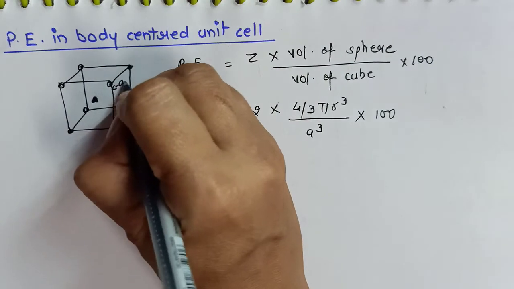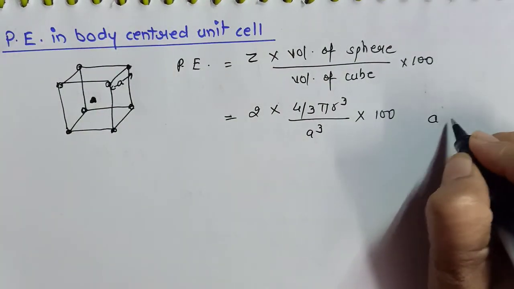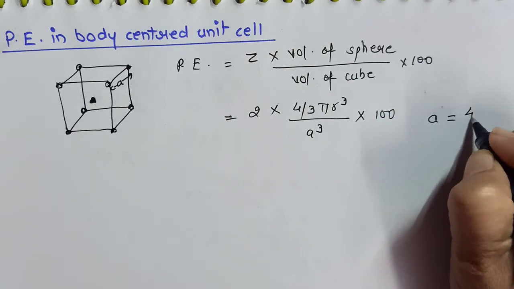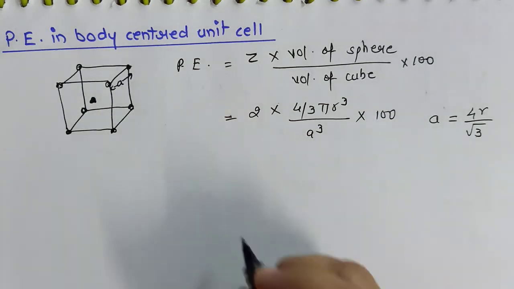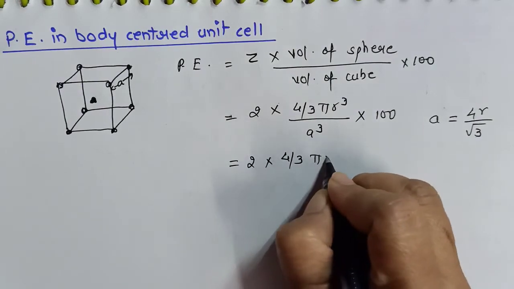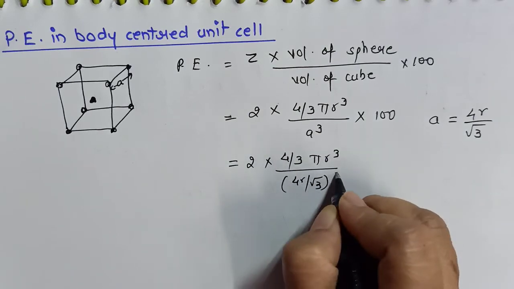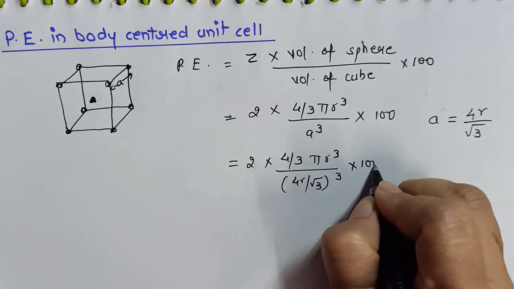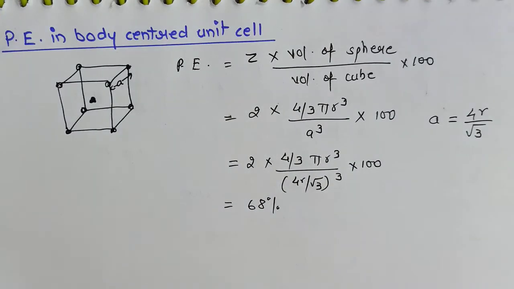Always the edge length will be considered as a. We know the relation between a and r: a equals 4r upon root 3. For the reference of this derivation, you can watch my previous videos. Let us substitute in this formula. 2 into 4 by 3 pi r cube upon (4r upon root 3) cube into 100. If we solve this, we get the answer 68%.